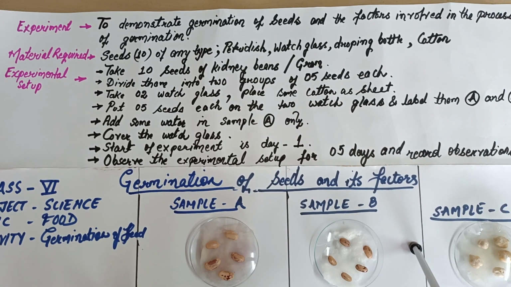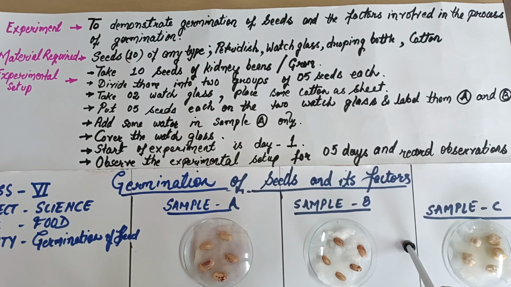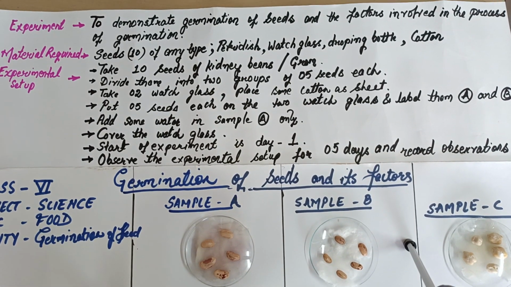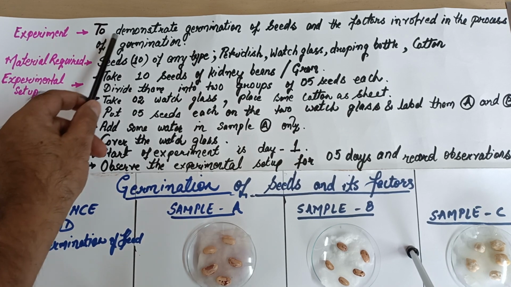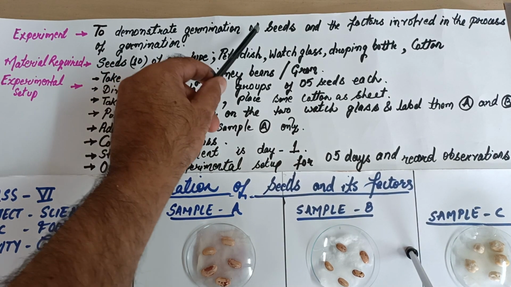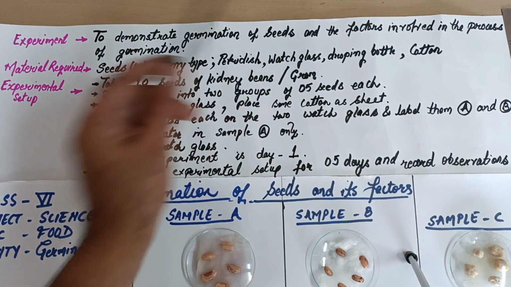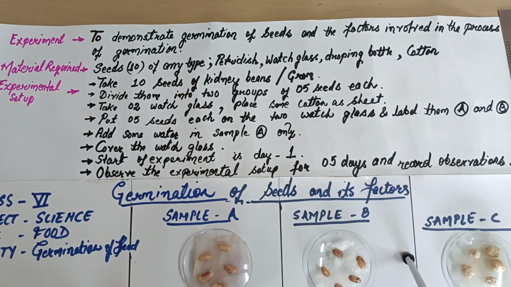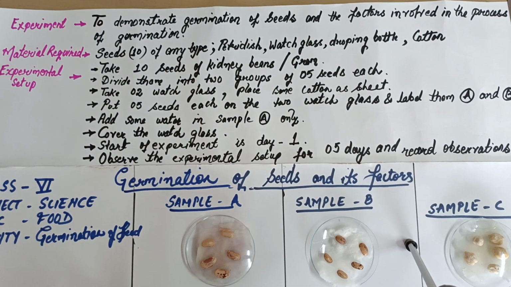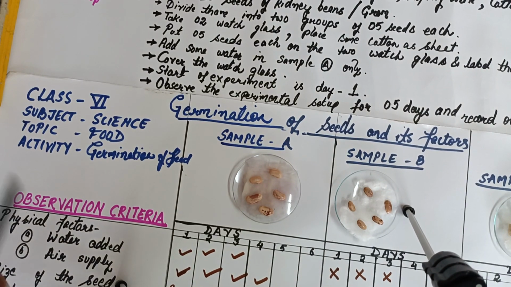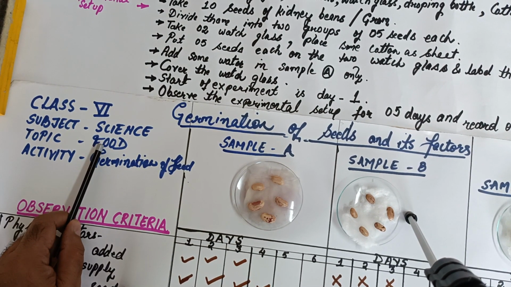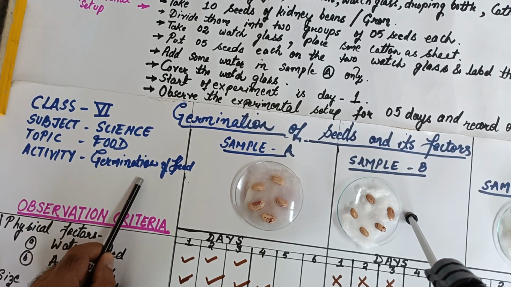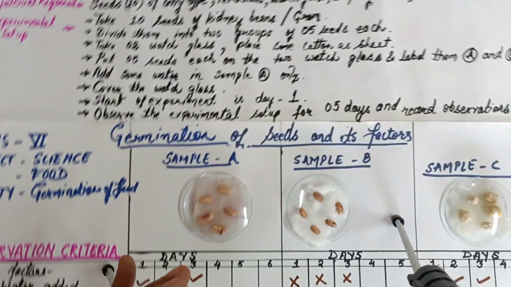So students, this is our experimental setup that we were talking about. As we can see, the experiment is very well written there. It is to demonstrate germination of seeds and the factors involved in it. This particular topic has been taken from class 6th, subject science, topic is food, and the activity that is being performed here is germination of seeds.